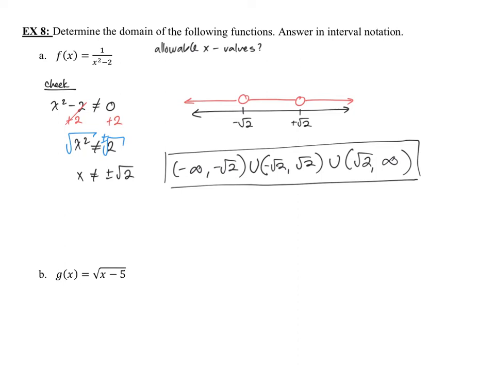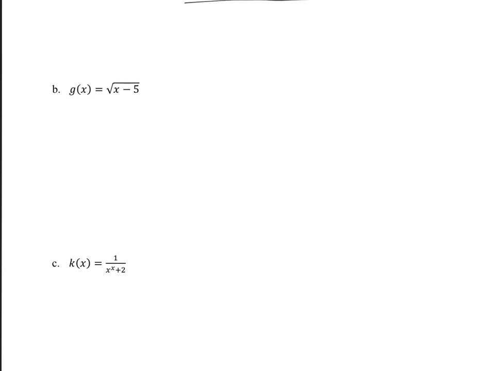So for fractions, we make sure we take out the items that make the denominator 0. Now for radicals, we want to check what makes the inside negative. We know that x minus 5 cannot be less than 0. It should be a positive number. So let's solve for those values. Add 5 to both sides. So x cannot be less than 5.